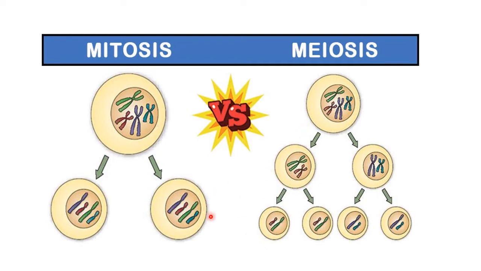So this is the main difference between mitosis and meiosis. Here the number of chromosomes is conserved, 46 gives 46, but in meiosis the number is not conserved, 46 gives each daughter cell having 23.